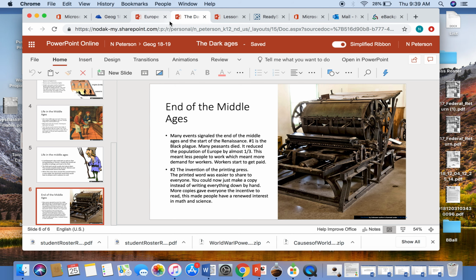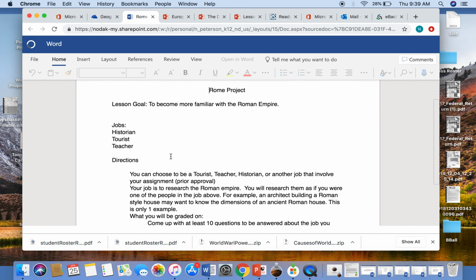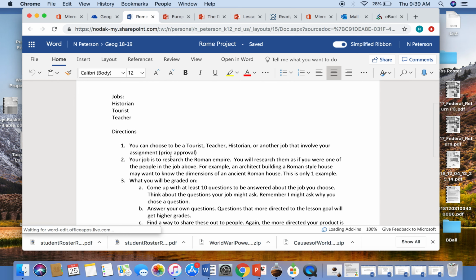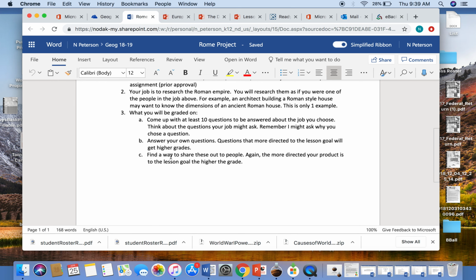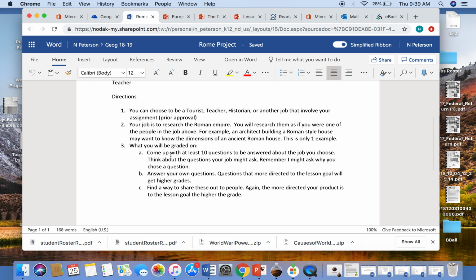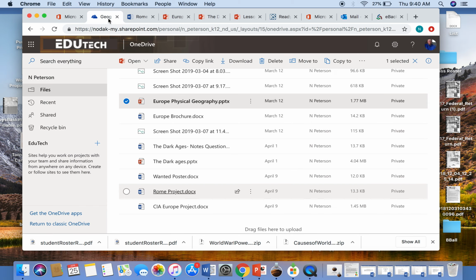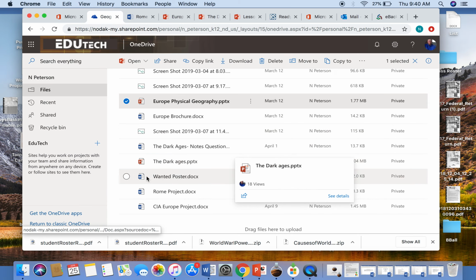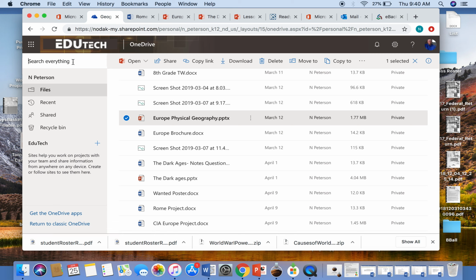So the next thing I wanted to go over, we'll go into the Rome project here. You had to pick a job and you had to share your experiences according to that job. Make sure you review some of what you did, your 10 questions for your Rome project. If we go into other things, let's see if I can grab it here. Oh, I might have to search for it.